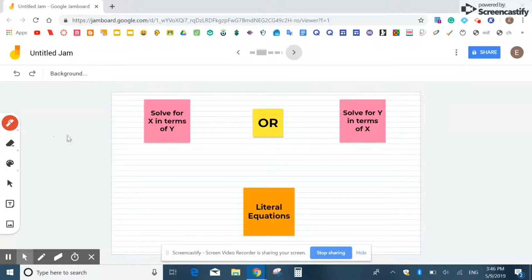So let's move on. Now, literal equations will usually ask you to solve for x in terms of y or solve for y in terms of x. It could be many different equations, but for this one we're going to be focusing on solving for y and x. So let's move on.